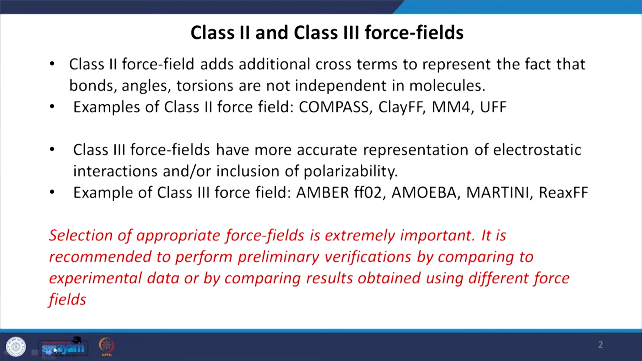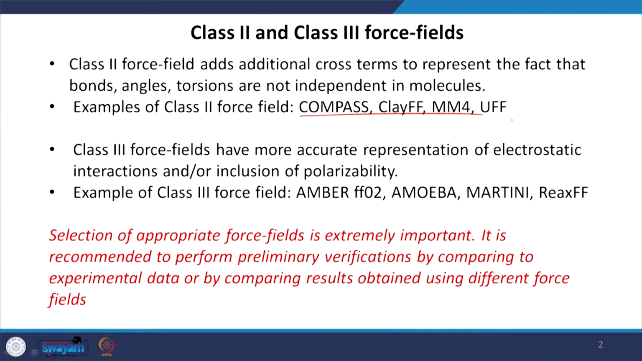So, class 2 force fields account for the fact that the bonds, angles and torsions are not independent of each other. Two bonds may affect each other. A bond may affect the angle, an angle may affect the torsion. So, to account for those dependencies between two bonds, a bond and an angle, or two angles, or an angle and a torsion, we can incorporate some cross terms, which will, mathematically speaking, add more terms in our force fields, and there are more parameters to work with.